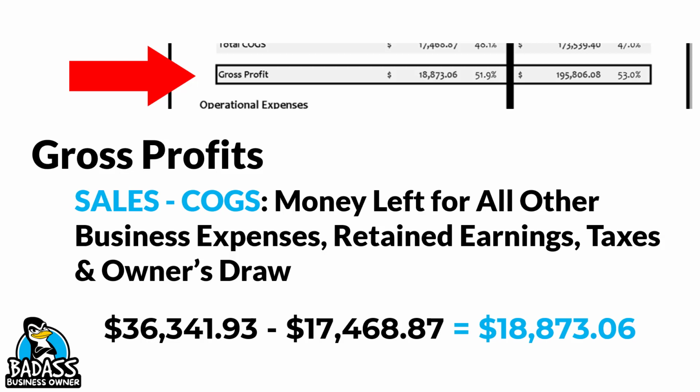Now let's just take an example here in this particular P&L. It's $36,000 in sales. The cost of goods were $17,000, which means their gross profit is the $18,873. So that's basically how the gross profit line works.